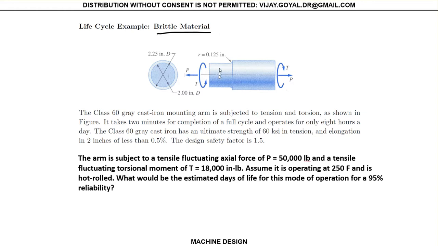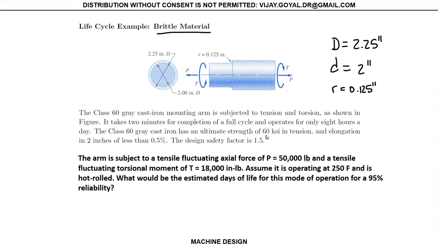This is the smallest, this is a solid arm. So you have the solid diameter here at 2. The bigger diameter here is D. So your big diameter is 2.25 inches. Your small diameter is 2 inches. And you have an R, a fillet radius, notch radius of 0.125. So this you get from the picture itself. It says that it takes 2 minutes for completion for a full cycle and it operates only 8 hours a day.